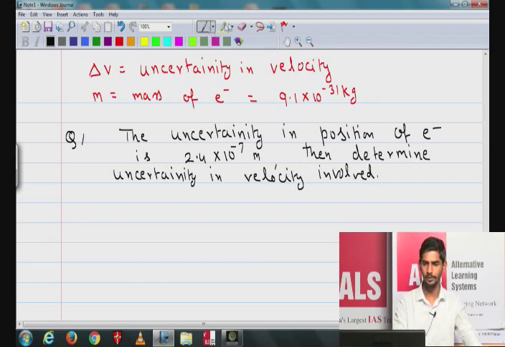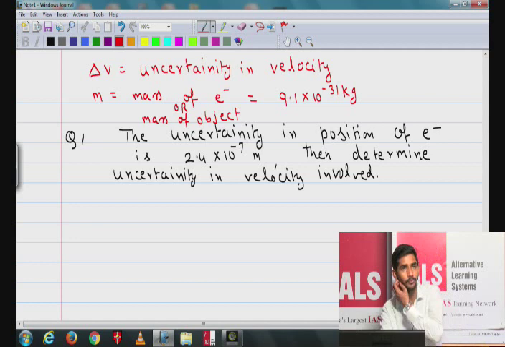Instead of writing only electron, m can also be the mass of any object. You just have to remember it. They might not give you an electron, they might give you some other object, so you will be given the mass. So you can say mass of object if electron is not given. Use the mass which is given to you in the question.